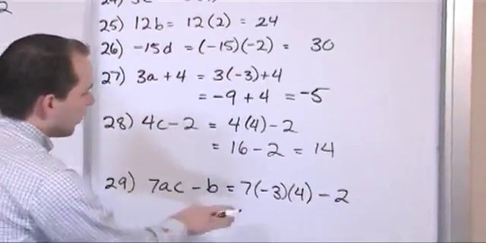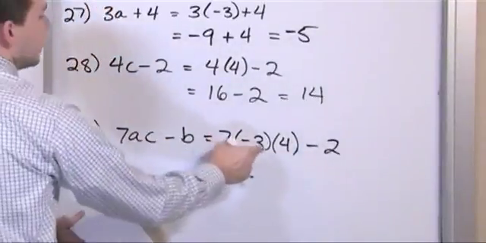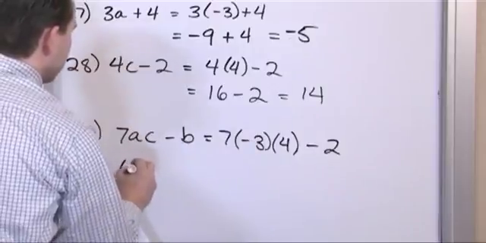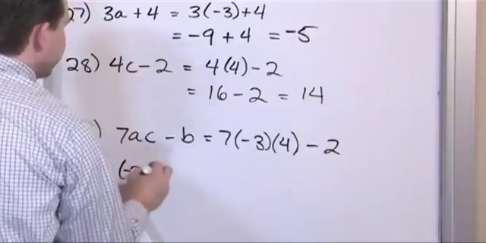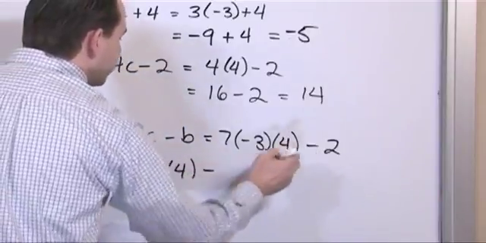And so again, you always work on your multiplication before you work on your addition or subtraction. So let's work on these two numbers first. 7 times 3 is 21. And the answer is going to be negative because these signs are different. So it's negative 21. Don't forget, we still have to multiply by 4, and we still have to subtract 2.